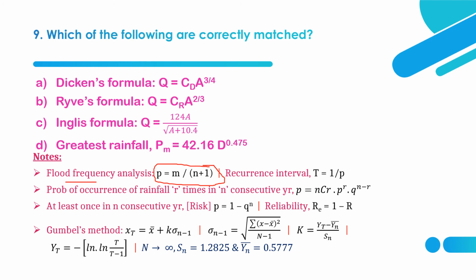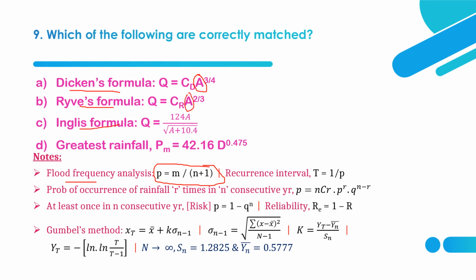Now before moving to these notes, let's see the definitions of the options. Dicken's formula is given as Q = C_D A^(3/4). And this Dicken's formula is mainly used in northern parts of India and also central parts of India. And A is the catchment area in square kilometers. And Ryve's formula is basically used in southern parts of India, mainly Tamil Nadu, and A is also here in square kilometers, A^(2/3).